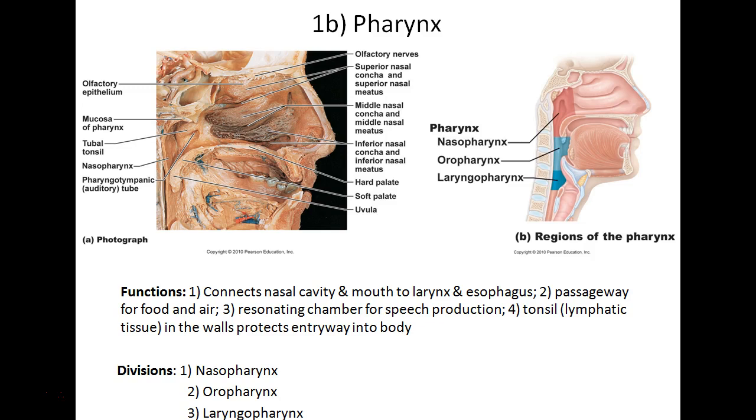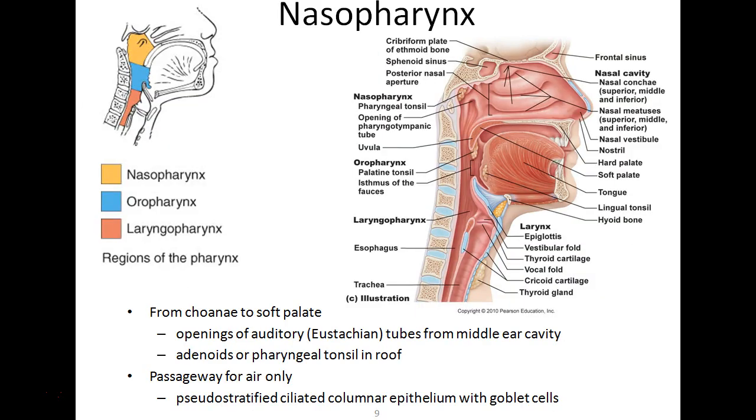So we have three divisions to this pharynx. Let's go ahead and look at our first one, the nasopharynx. This is going to be the superior-most region of the pharynx. And along the lateral walls of this nasopharynx are going to be paired openings, one on each side, called auditory tubes. And you might recall from our previous semester that these auditory tubes are going to connect the nasopharynx to the middle ear.